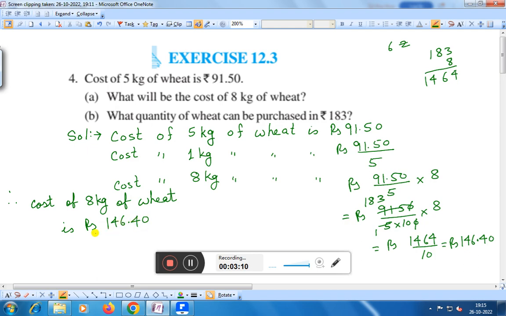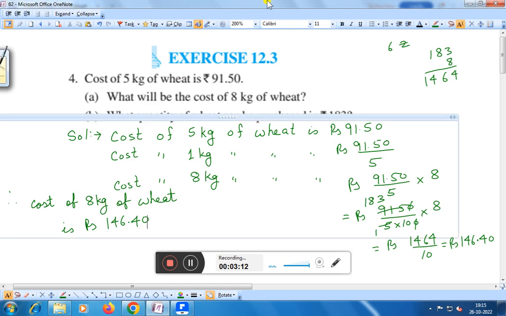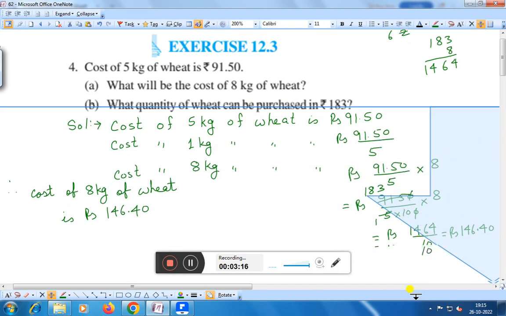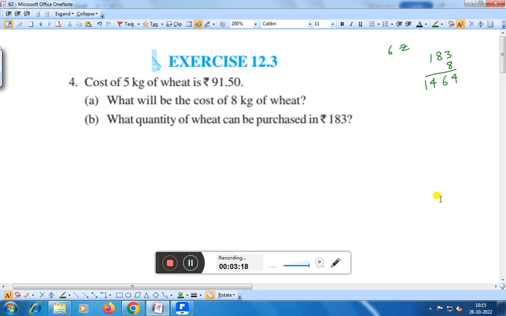Now we will solve question number B. What is question number B? What quantity of wheat can be purchased in rupees 183? Right? Now we solve question number B.